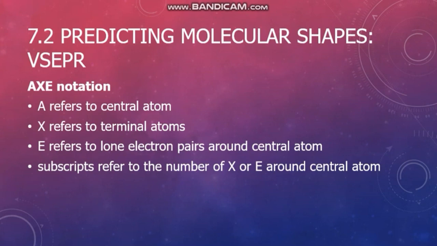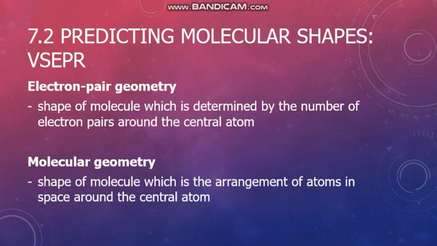Next, we define the electron pair geometry and molecular geometry. Electron pair geometry is the shape of the molecule which is determined by the number of electron pairs around the central atom. These electron pairs could be the lone electron pairs and the bonding pairs. So this is the shape wherein we account for all the pairs of electrons around the central atom.